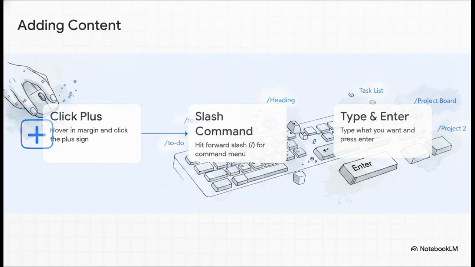First, when you hover over the left margin of your page, you're going to see a cute little plus sign. Click that to visually open the full menu of content options you can add. But if you want to be a true keyboard ninja, just hit the / key. That brings up the exact same command menu instantly. Just type /, then the word to do or heading, press enter, and bam! You literally never have to take your fingers off the keyboard.